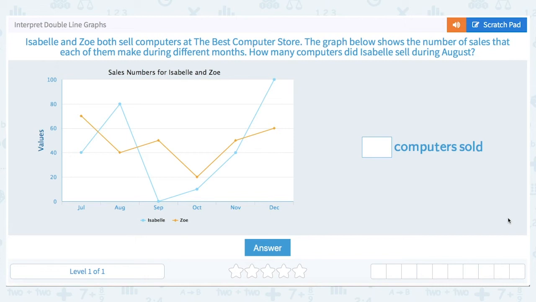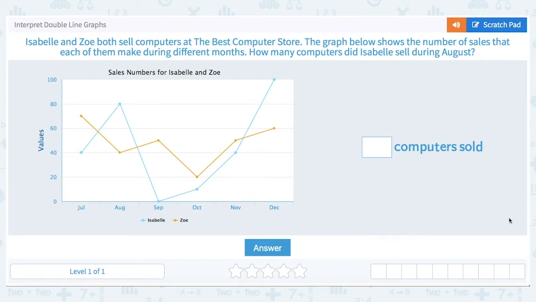Welcome to this lesson. In this lesson, we're going to interpret double line graphs. Let's look at the first line graph that we see here on our screen. Isabel and Zoe both sell computers at the best computer store. The graph below shows the number of sales that each of them make during different months. How many computers did Isabel sell during August?